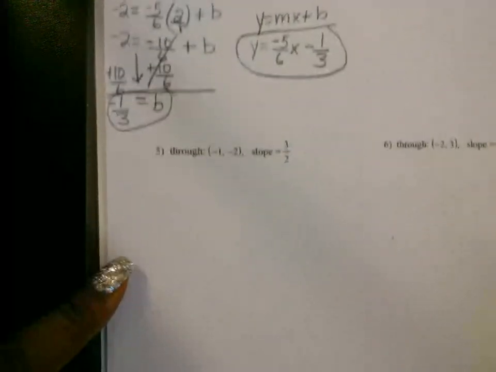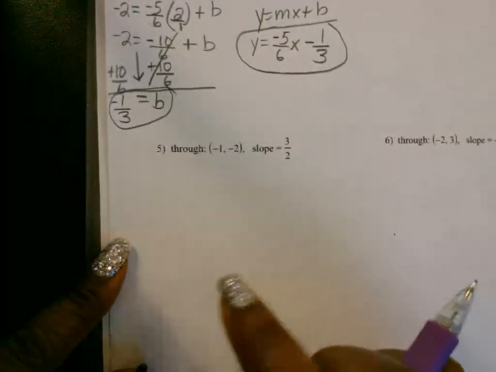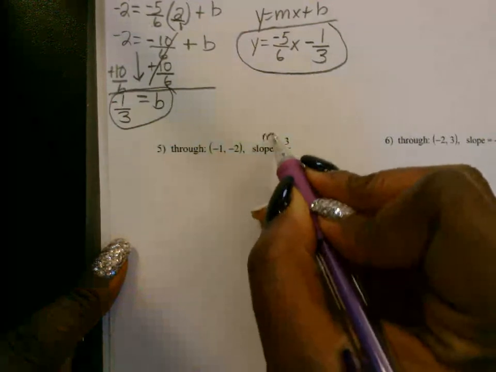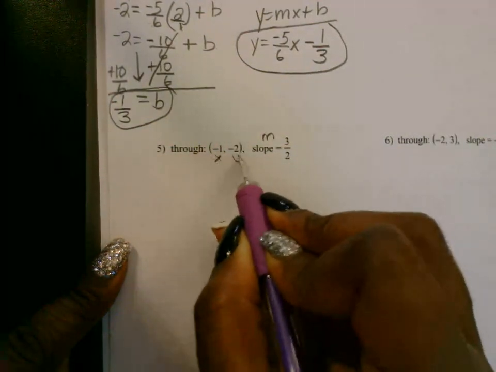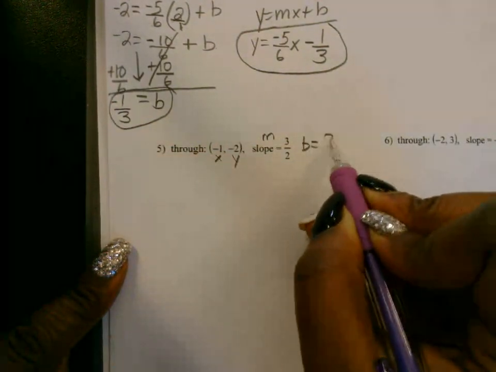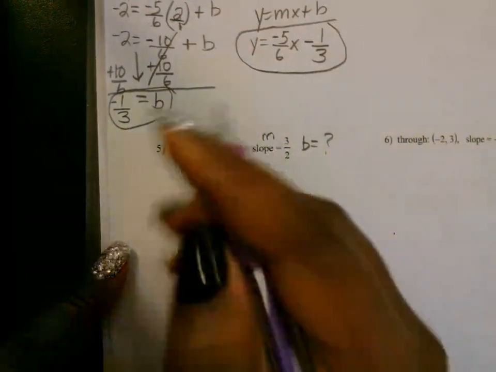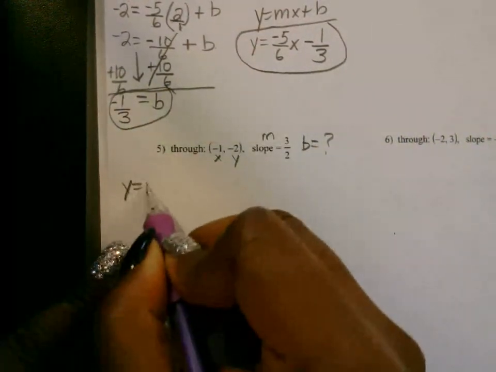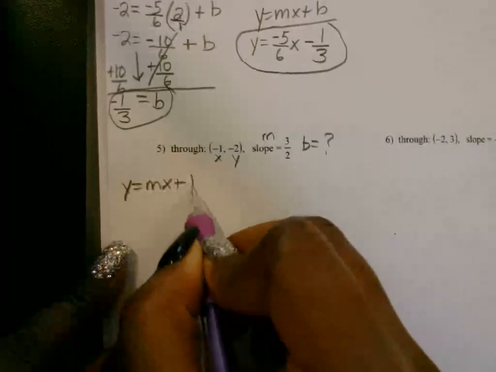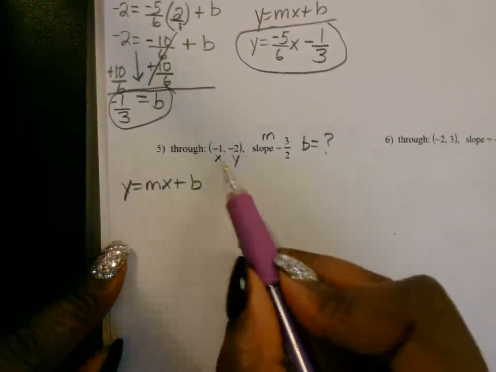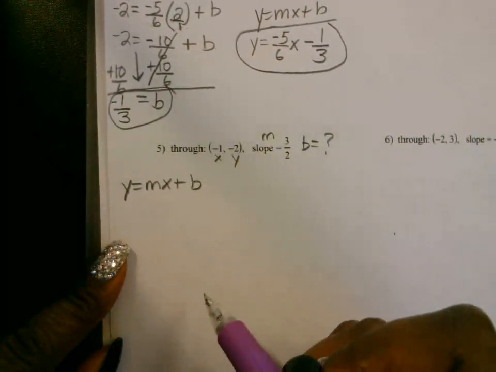All right, I'm going to do one more. I'm going to do this one right here. Okay? So again, they give you M, they give you X, they give you Y. You need to figure out what B is in order to write the equation. So to find B, you use the slope-intercept form, Y equals mx plus B. You're going to substitute the numbers that are given, okay?